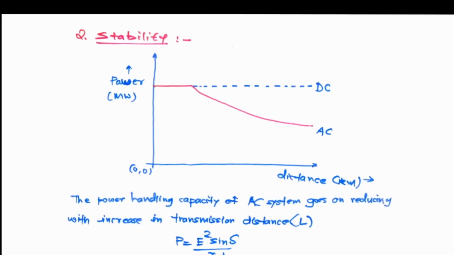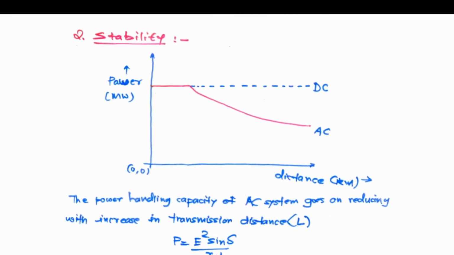Now let us come to the next point of comparison between AC and DC technologies, and this particular point is about stability. Focus your attention on the characteristics showing power handling capacity on the y-axis and transmission distance on the x-axis. As far as stability is concerned, it is observed that the power handling capacity of the AC alternative is dependent upon the power angle as well as transmission distance.